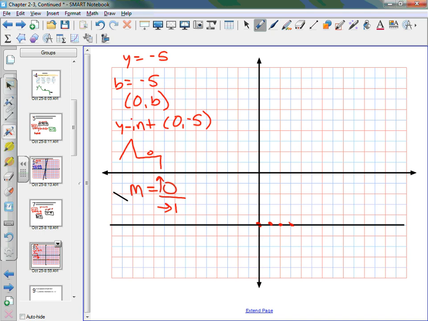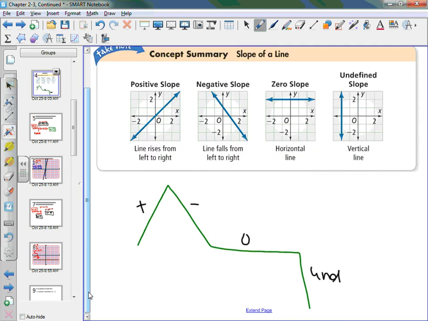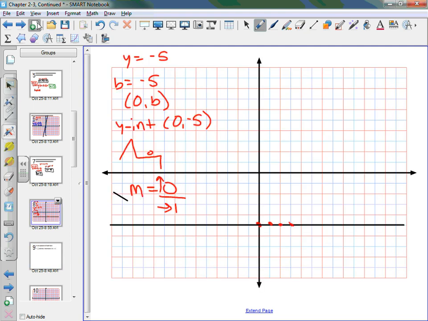Okay, do we see that? Yes? Okay. How do you know when there's a vertical line? Well, what's the slope on a vertical line? It's got to be undefined. It's undefined. So we're going to do one like that.